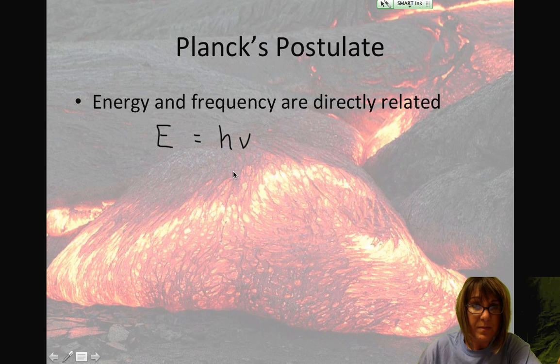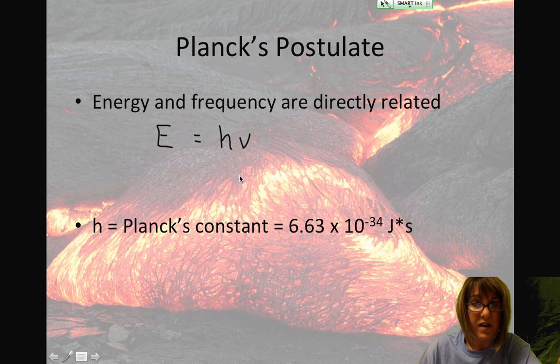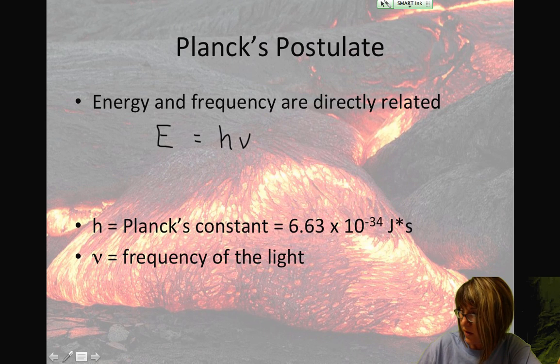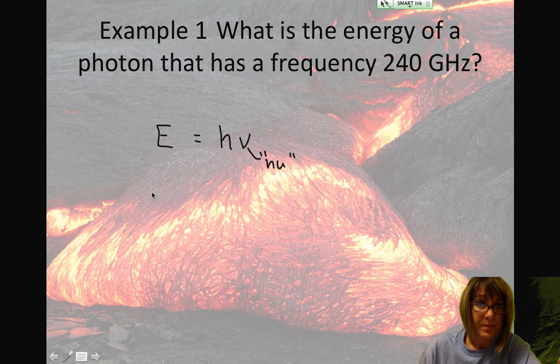So let's be clear. H stands for Planck's constant. It's a number, 6.63 times 10 to the negative 34 joules times seconds. And then the nu, remember this Greek letter, is called nu. That stands for the frequency of the light. So when you're looking at energy, it's going to have a specific frequency that corresponds to that amount of energy. The higher the frequency, the more energy it has.